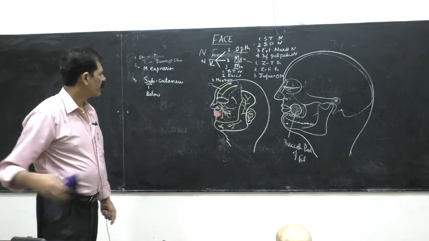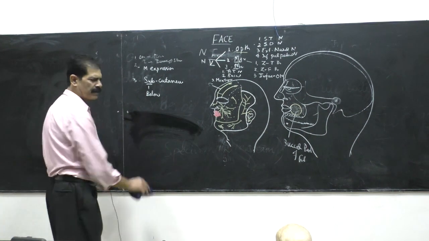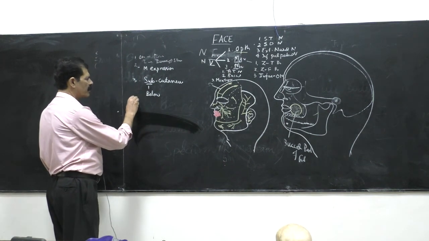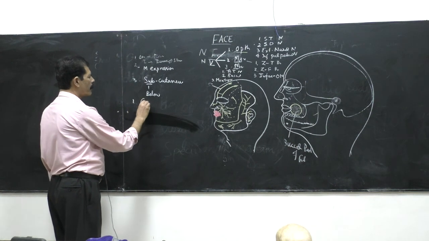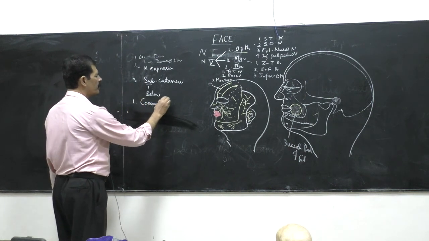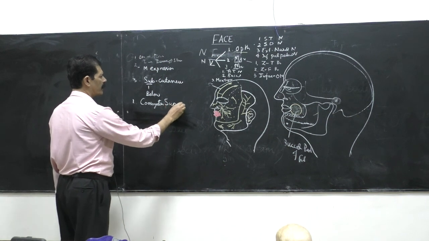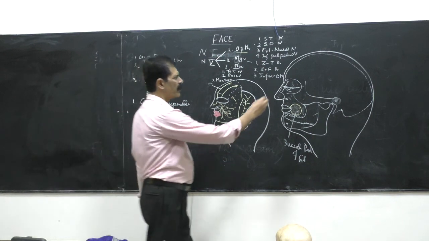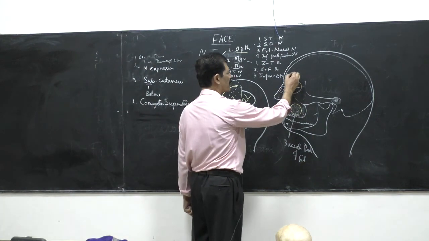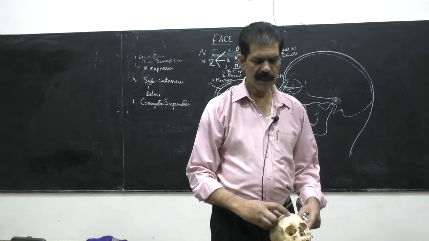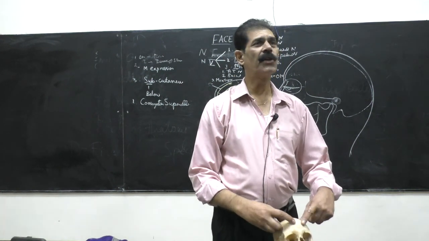So now we will take the muscles of the face one by one, starting from above downward. Muscles of the forehead: they are the corrugator. What is the name? Corrugator supercilii. It takes origin from the supraorbital margin. This is just above the eyebrows. This is called the supraorbital ridge.